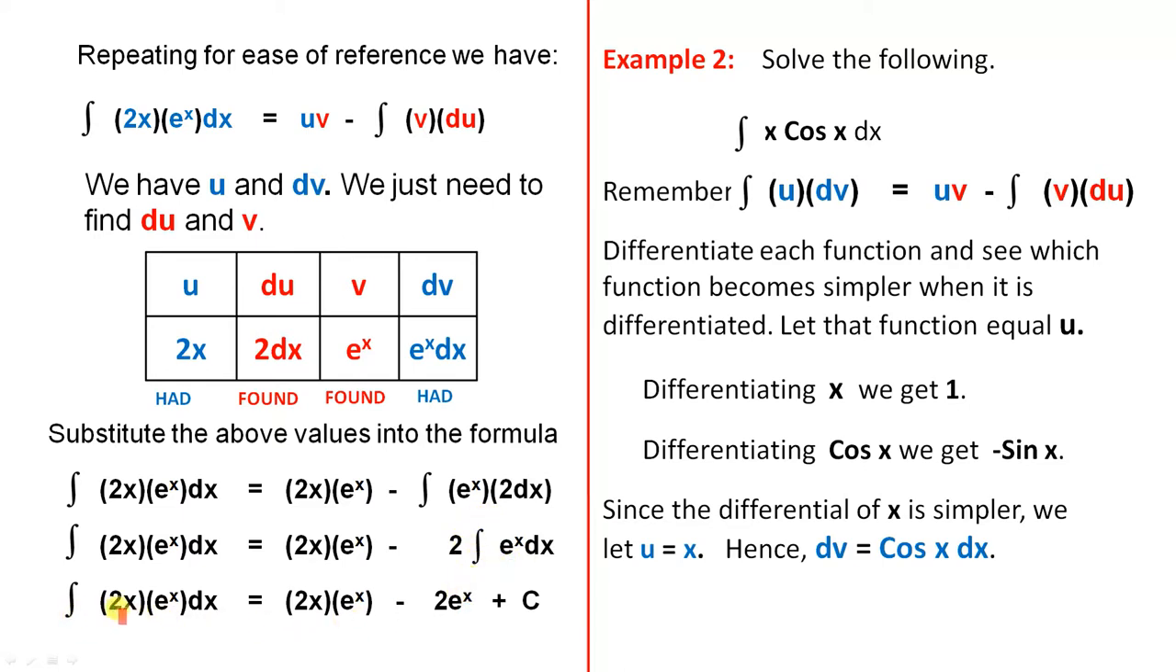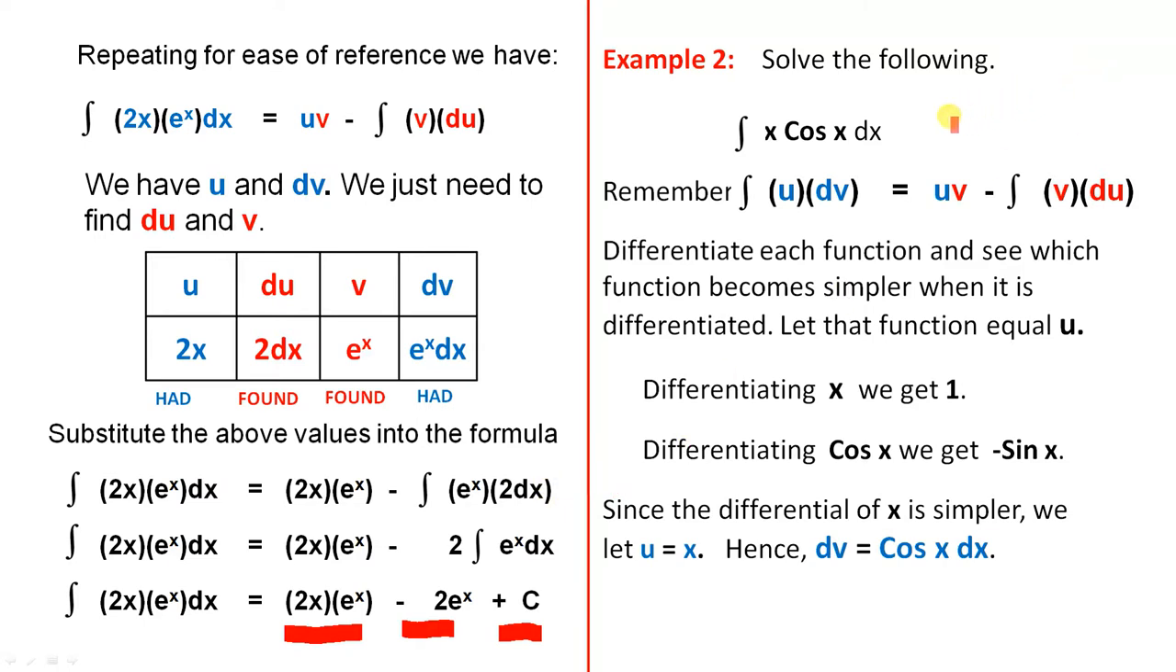The integral of 2x e to the x dx, which we were asked to find, is 2x e to the x minus 2e to the x plus c. Don't forget the constant because it is an indefinite integral. That's why we have the constant. Let's look at example 2.